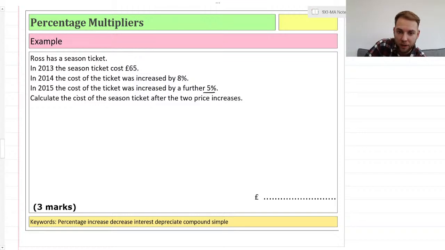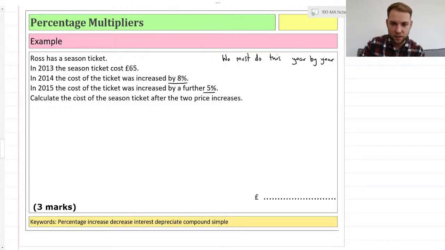Now, what we do not do here, and this is what a lot of people do, is add these together and then times by that, because that's not the same. That would be simple interest, but we're not going to talk about that now. What you've got to do is do it year on year. In fact, I'm going to write that here. We must do this year by year.